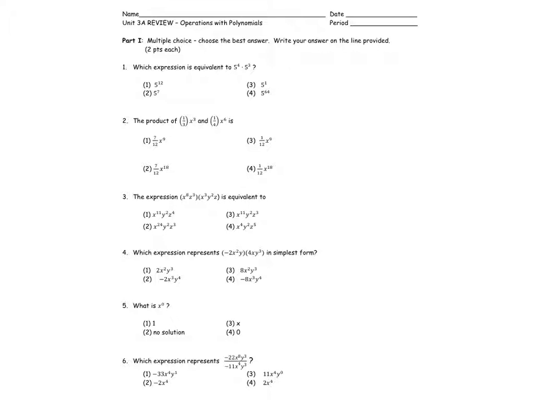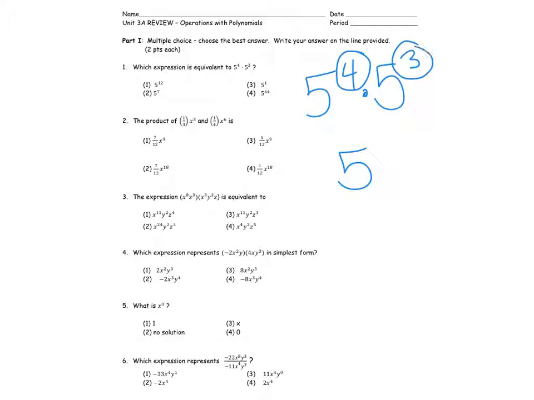All right, so first I want to start off with going over question number 1. So let's take a look. I've got 5 to the 4th times 5 to the 3rd. So because I have like bases here, I'm going to keep the base of 5 and add these exponents. So 4 plus 3, that's just 7. And my answer choice is 2.